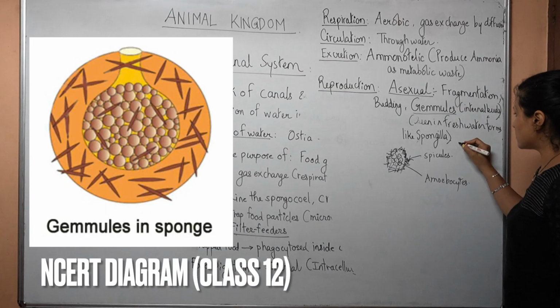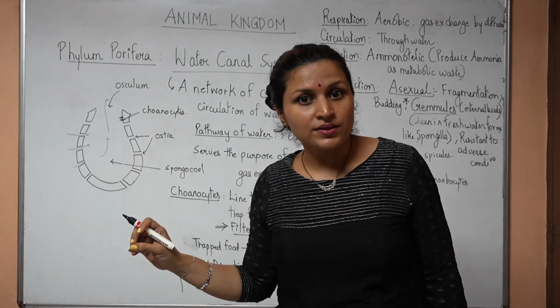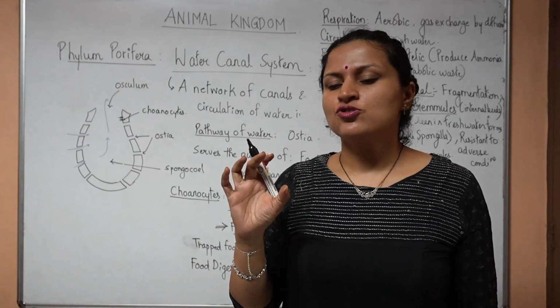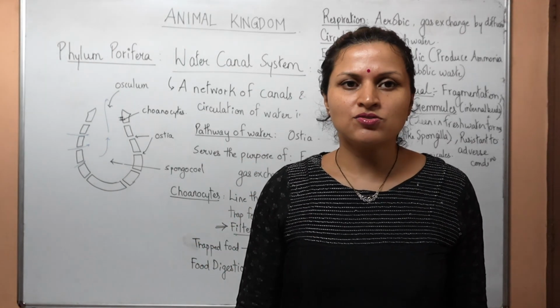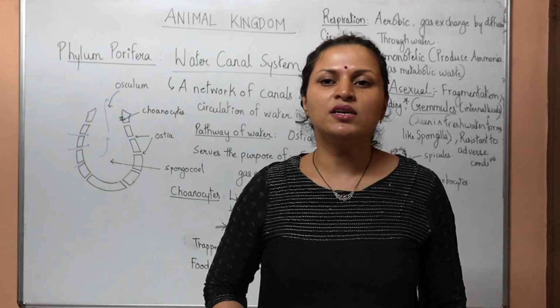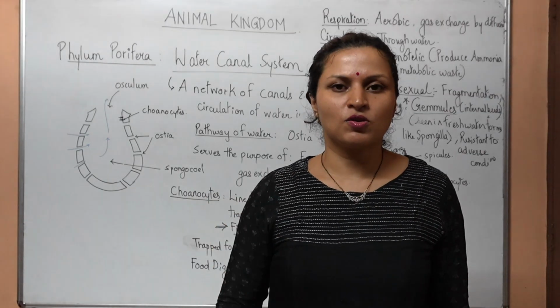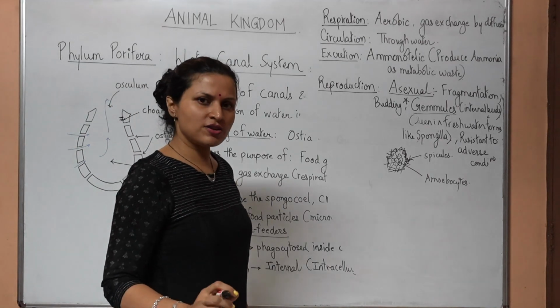These are known to be resistant to adverse conditions. How do you think these will help in asexual reproduction? Amoebocytes and the spicules. The spicules will help to protect the amoebocytes that are there inside. They will be dispersed out into the water, and whenever favorable conditions return, the amoebocytes will emerge out and they will recreate a new body of the sponge in that place. So that is the function of gemmule in asexual reproduction.